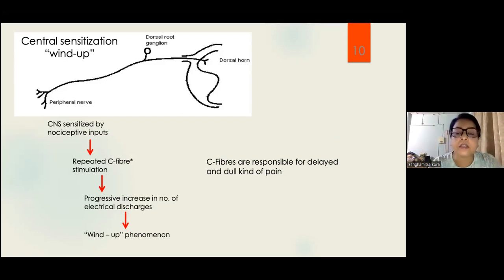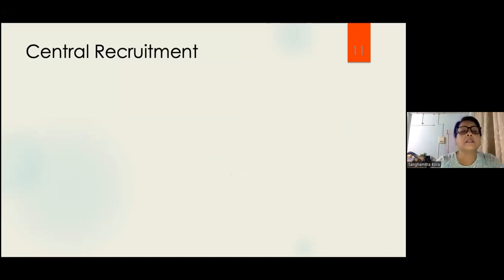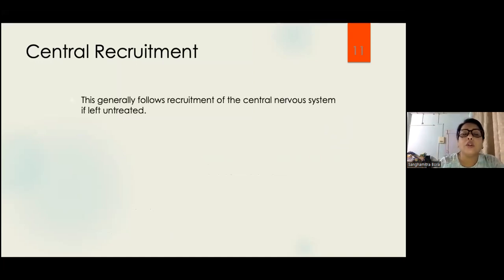The C fibers, which are responsible for a delayed and dull kind of pain, are repeatedly stimulated because of these inputs. Hence, there is a progressive increase in the number of electrical discharges of the central nervous system, and something called a wind-up phenomenon happens, where the whole of the central nervous system gets involved in pain modulation. This generally goes on to the recruitment of the central nervous system if the pain is left untreated.